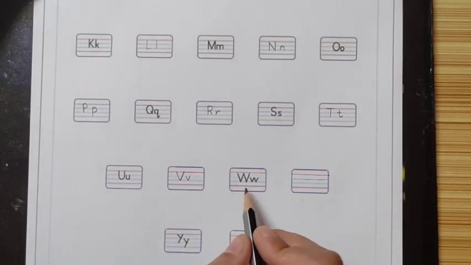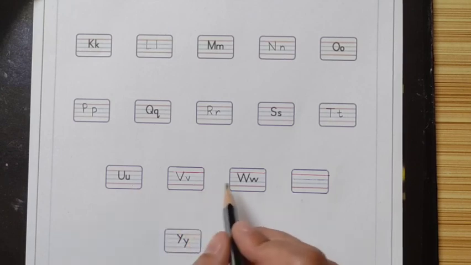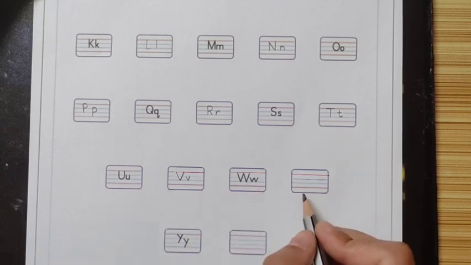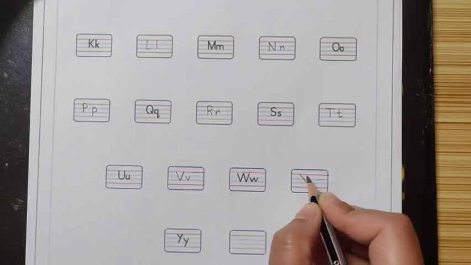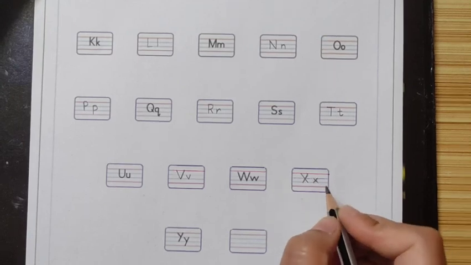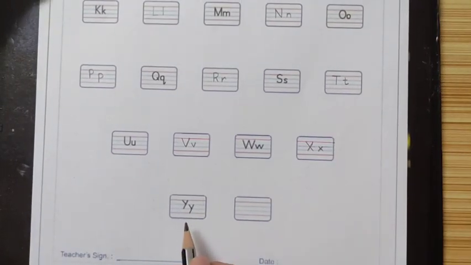And this is alphabet W. U, V, W. So, which alphabet will come here? Yes, alphabet X. So, we will write here alphabet X.